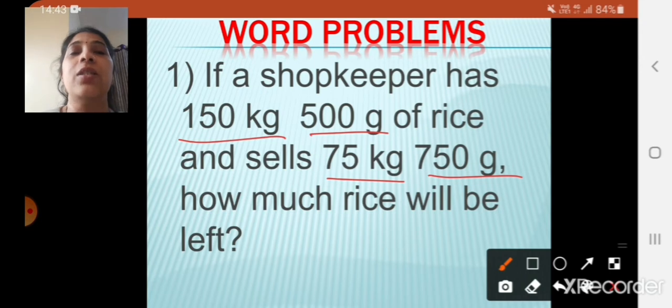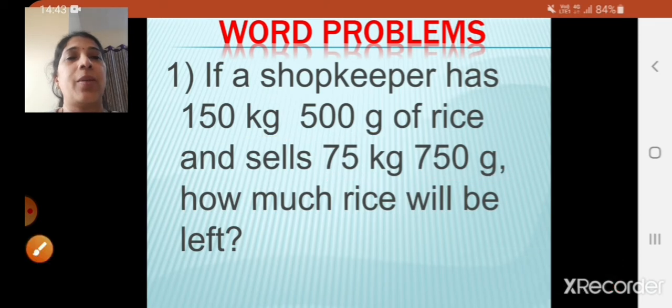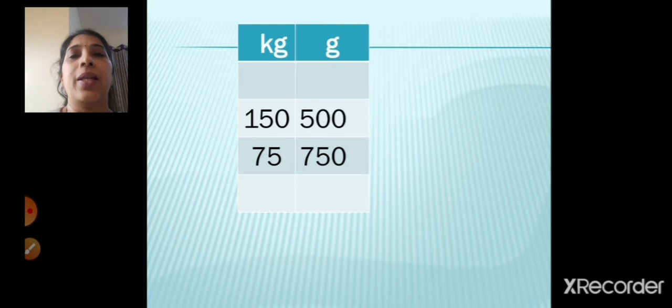Again, left means you are going to carry out subtraction, right? So let's carry out subtraction. So for that, what will you do? First, again you will prepare a table, 2 columns, kg and gram, right? So the shopkeeper had how much kg of rice? 150 kg. So in kg column you will write 150 and 500 gram. So 500 you will write in the gram column.